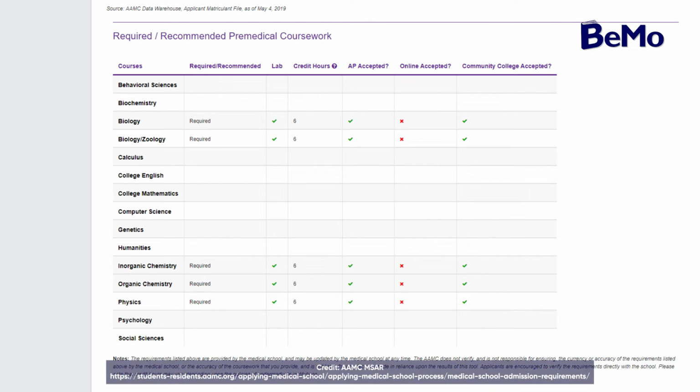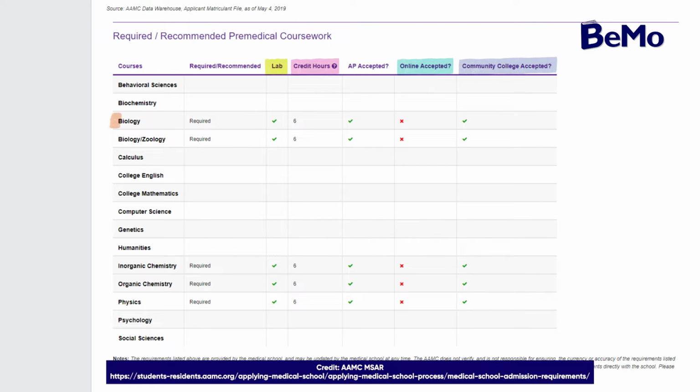Here's the difference between the two. A school will not review your application if you do not complete the required courses. But if you do not complete the recommended coursework, the school can still review your application. For example, you can see here that Albany Medical College's profile on the MSAR outlines which courses are required and recommended. MSAR gives you a detailed breakdown that outlines which coursework is required with lab, how many credit hours you should have, and whether these courses can be completed online or in a community college.